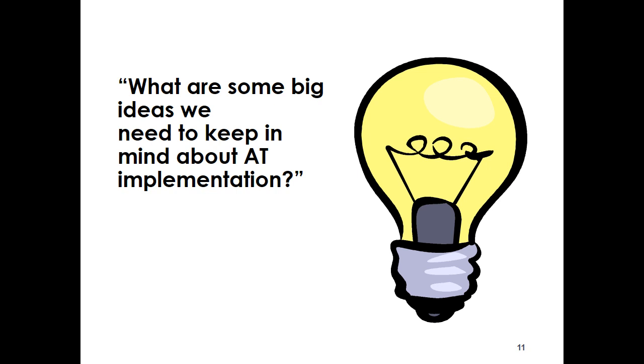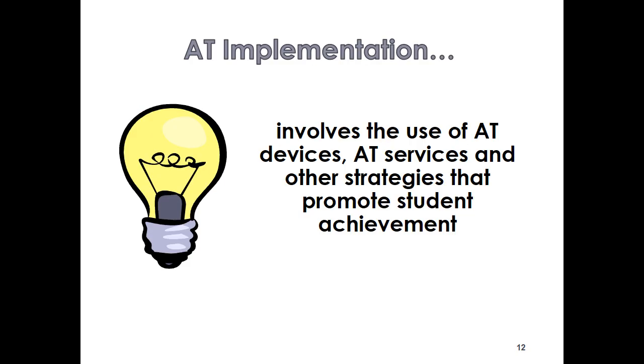So what are some of the big ideas that we need to keep in mind about assistive technology implementation? I just have a few slides here that I want to go over. One, it involves the use of AT devices, AT services, and other strategies that promote student achievement. So we really want to look at it's not just a device, but it's also the service. The device is not a magic wand where we can fix a child with a disability or a person with a disability and just move away. We really want to follow the whole entire implementation process, including supports for training, maintenance, etc.